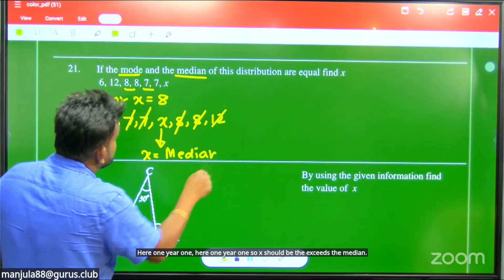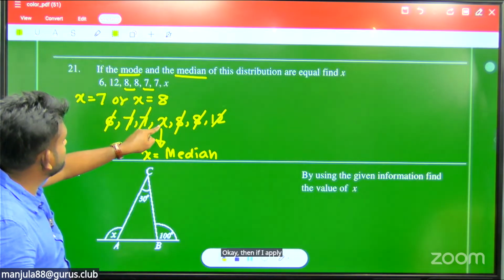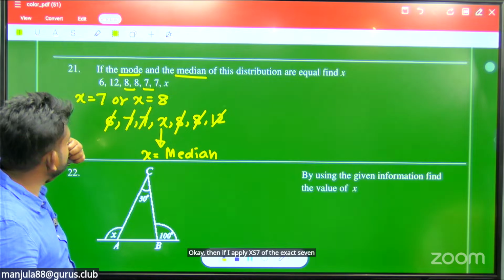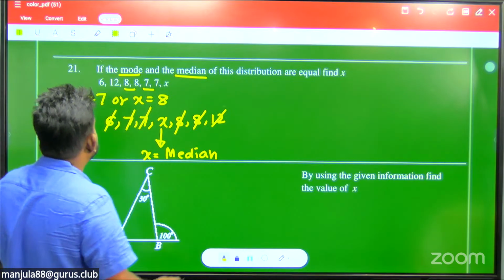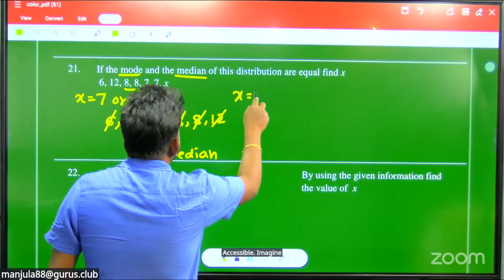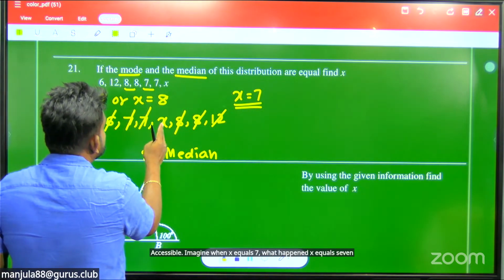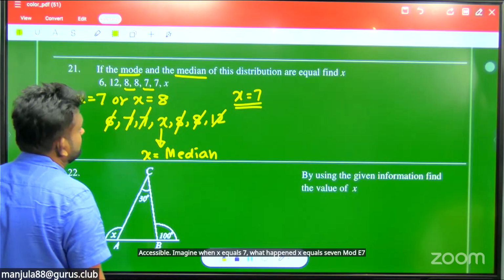Okay, if I apply x as 7, imagine when x equals 7, what happens? When x equals 7, the mode is 7 and the median is 7.